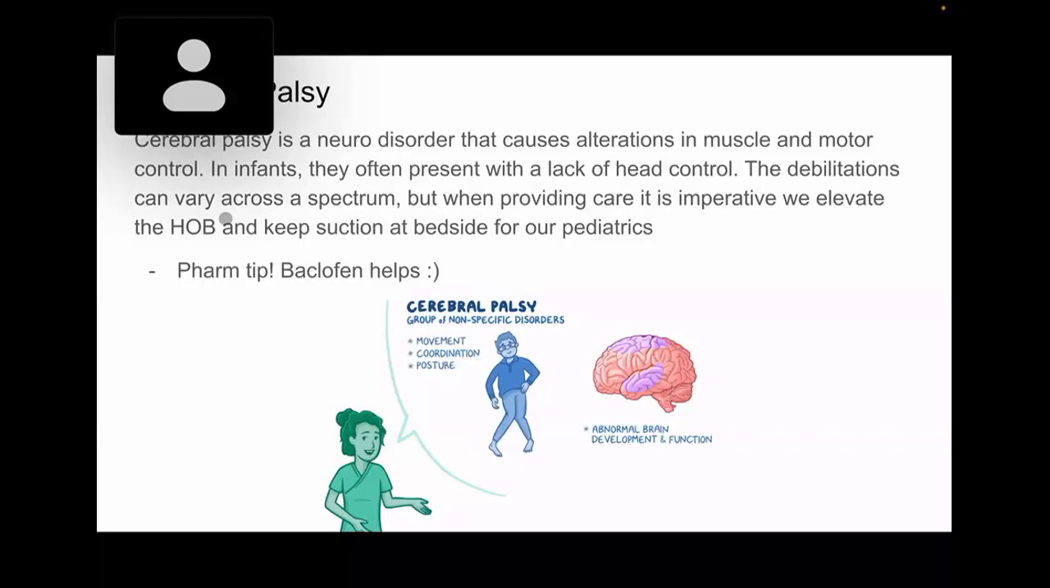Pharm tip for future pharm, baclofen does help. But usually with these patients, we're going to see non-specific movement, coordination, posture disorders. Okay.